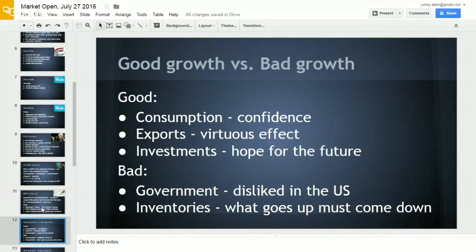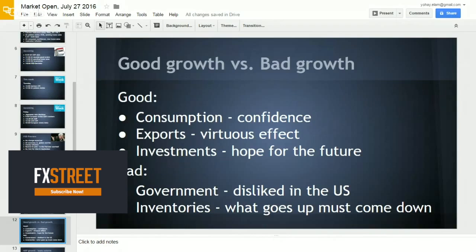A third good growth is investment. More investments, more hope for the future. If a company builds a new factory or employs more people, things like that, it also has a virtuous effect, hopes for the future. Of course, when these three figures fall, it's all bad news. It's a vicious cycle, a vicious effect, not a virtuous one, okay?